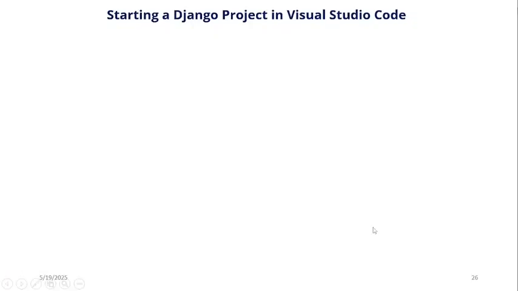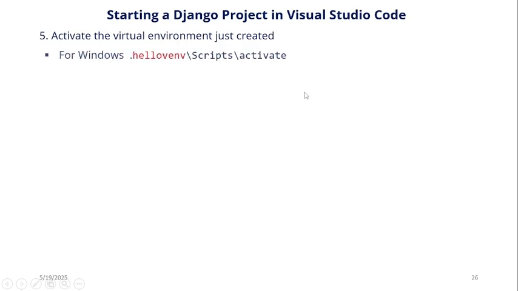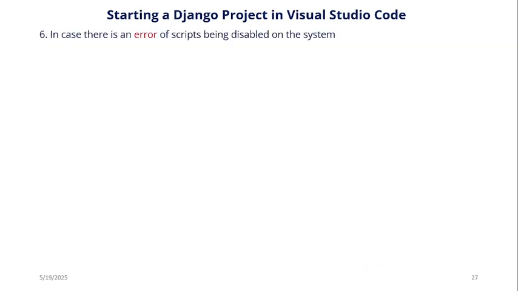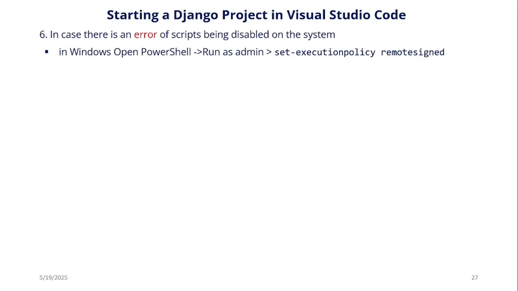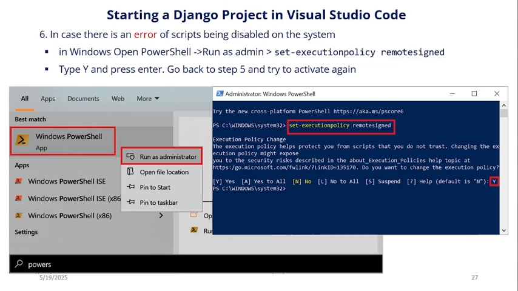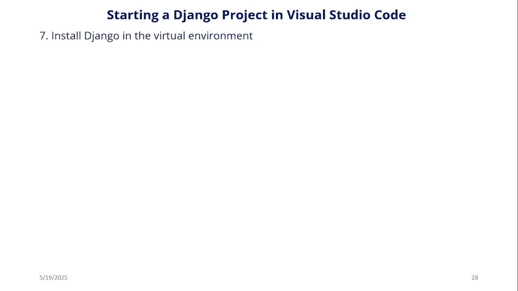Let's go back to the note. So we just activated the virtual environment. If you are using Linux, this is the way to activate it. In case you find an error, some first time students usually have an error, the way to go about it is very simple. Just open PowerShell. If you are in Windows, open PowerShell as admin. Copy this command and put it there: Set-ExecutionPolicy RemoteSigned. Then it will ask you yes or no. Just say yes and press enter. And then you can go back and try to activate the virtual environment again.